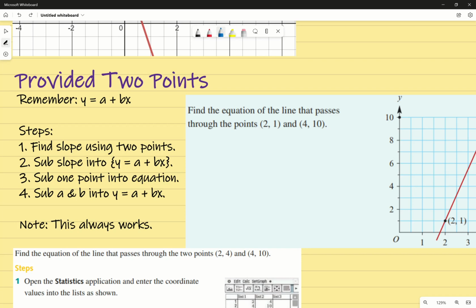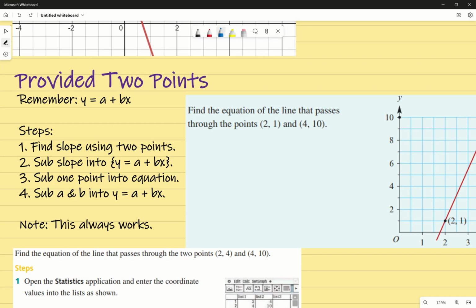And then third step, we sub one of the points into the equation. It doesn't matter which one because they're both points on the line. And then we sub a and b into y equals a plus bx. A lot of steps, but I'll show you what that looks like on paper.